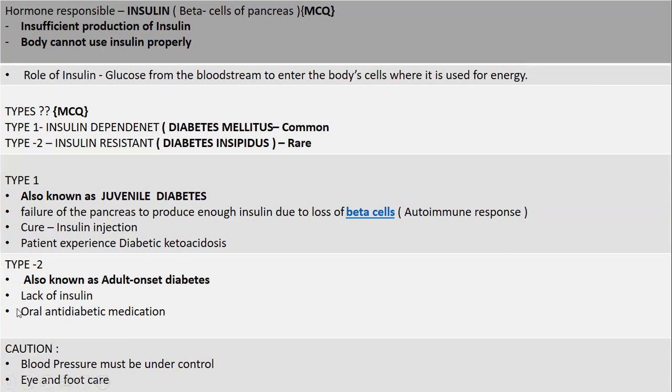In this, the medication which we give is oral anti-diabetic medication to the patient, and the caution we need to take in this diabetic patient is, first, we have to maintain the blood pressure. We must know that the patient's blood pressure must be under control, and the eye and the foot must be cared for, as the foot gets ulcers and the eye gets weak during this diabetes phase. So these are the cautions we have to take.